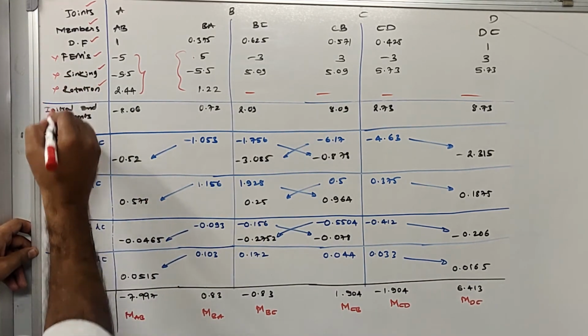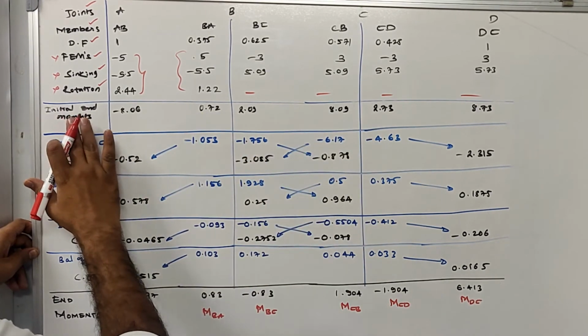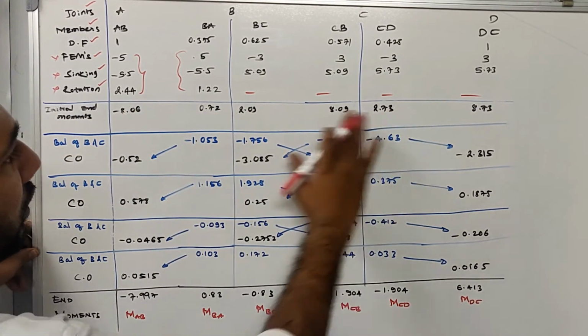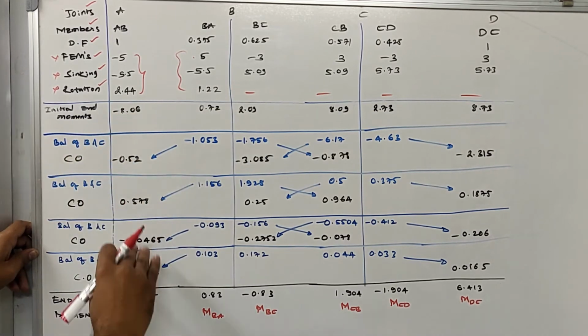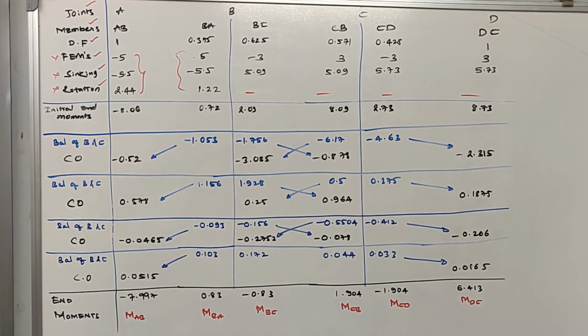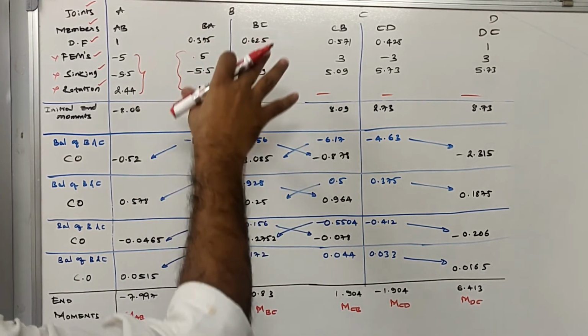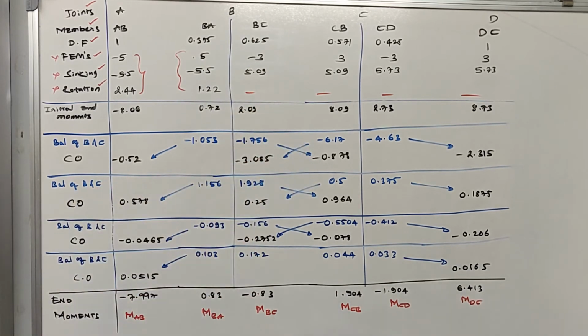Now these are your revised initial end moments. Right now, in the next step, these will be our reference. I hope you remember what we did previously. We used to take the sum of all the moments at any given joint and multiply by the distribution factor, right? So here we are doing it differently.